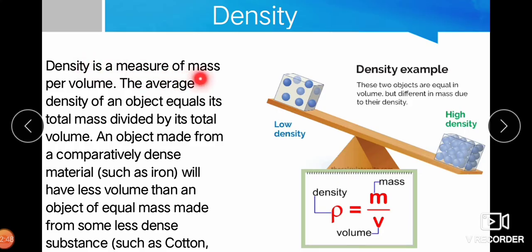And density is a measure of mass per unit volume. Per unit means 1 meter cube volume. Mass in the 1 meter cube volume is known as density. For example, if in 1 meter cube the mass is 2 kg, then in 2 meter cube the mass will be equal to 4 kg, double this.